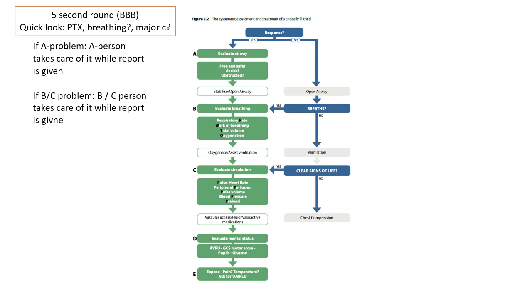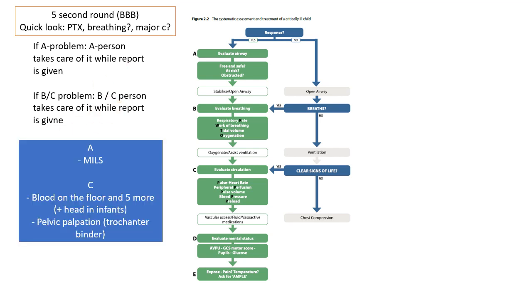So what does the algorithm look like? Well, we still have the 5 second round, or what they call in EPALS the quick look, where EPALS wants us to look for pneumothoraxes, like asymmetric pressurized. Are they still breathing, or are they in cardiac arrest? And the major C: are there major bleedings that we need to take care of right now, like compress bleedings or do tourniquets? If there is an A problem or a BC problem, then we'll make the A or BC person do that, and then we'll get the report. And then we'll go on.